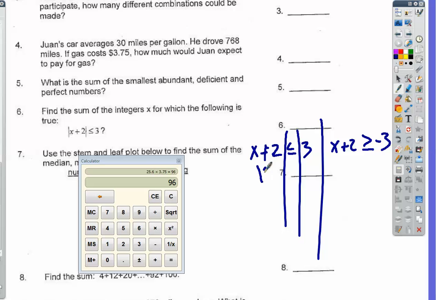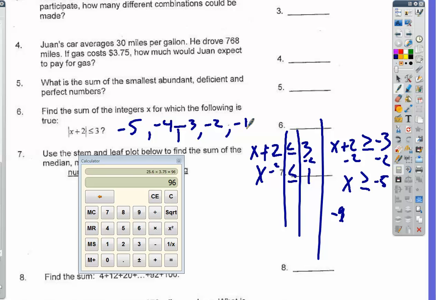So here we find x minus 2 minus 2. So x is less than or equal to 1. Over here, minus 2, so x is greater than or equal to negative 5. So all the numbers that work are negative 5, negative 4, negative 3, negative 2, negative 1, 0, and 1. Well, 1 cancels out.